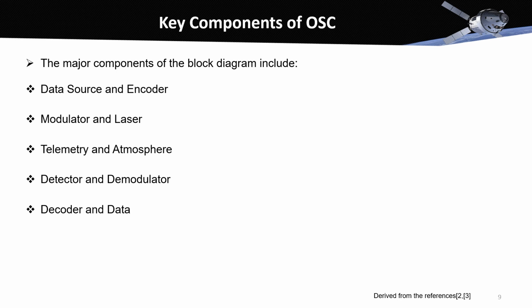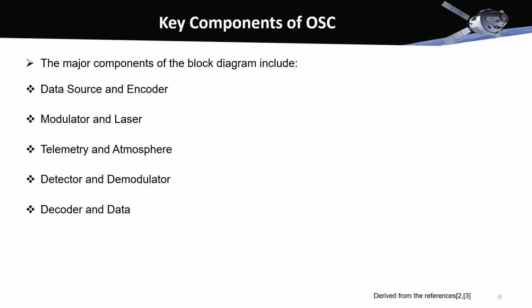And the telemetry and atmosphere, it is used to monitor and control various aspects of the satellite and the communication link. This information is transmitted alongside the data. However, the atmosphere can introduce challenges in optical communication due to factors like atmospheric absorption and scattering, which can affect the signal quality. Next one is detector and demodulator.